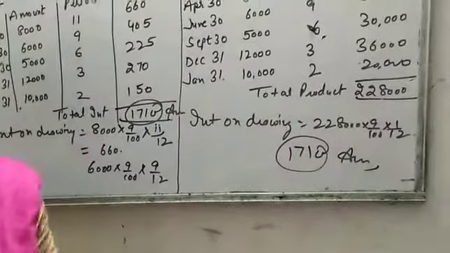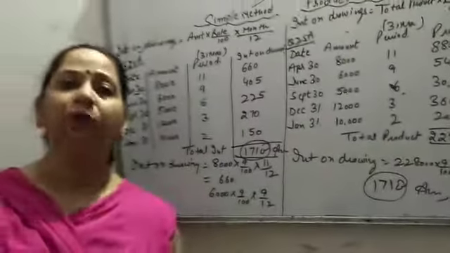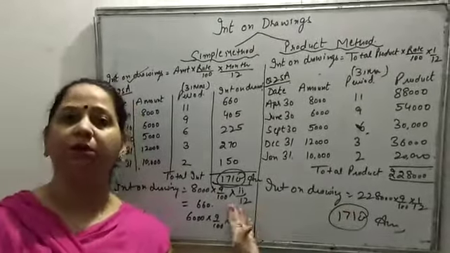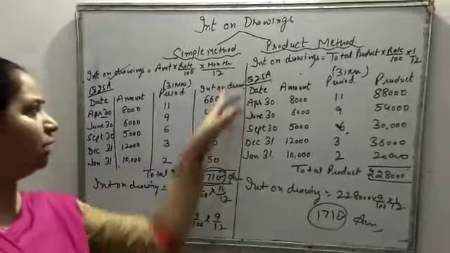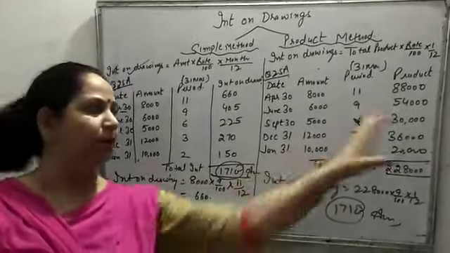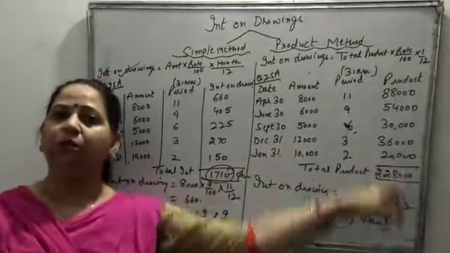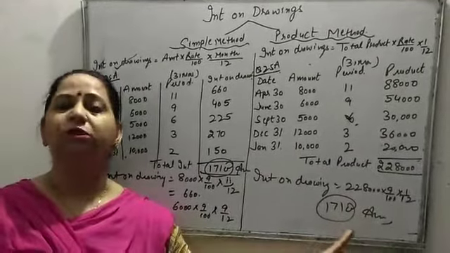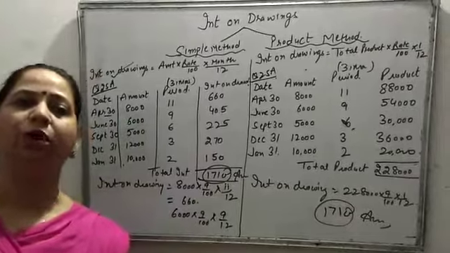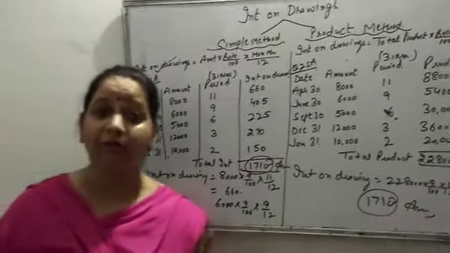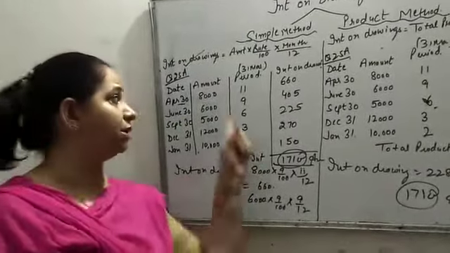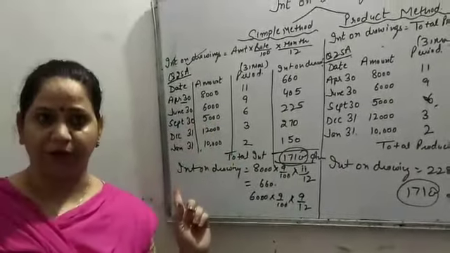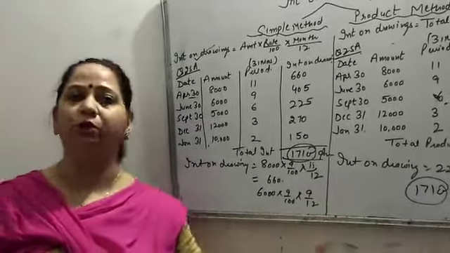It means we can use any method, either the simple method or the product method, and our answer will be the same. But in the simple method we have to calculate separately, while in the product method we calculate the total product and apply this formula. So this is the very first topic: how to calculate interest on drawing. This method is used whenever different amounts of drawings are given on different dates, and then we can apply the simple or product method.